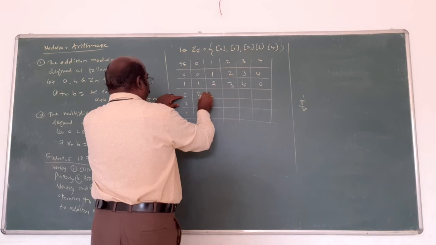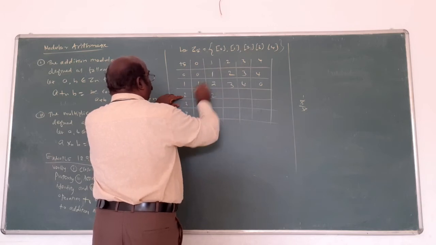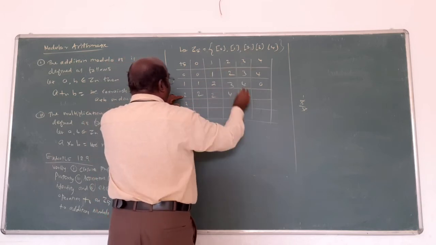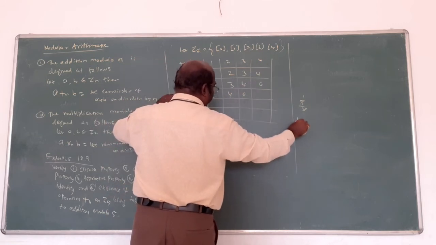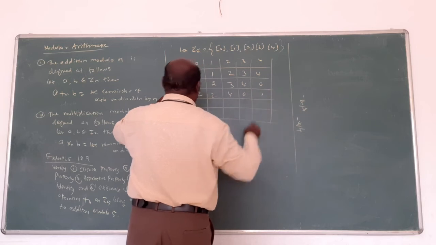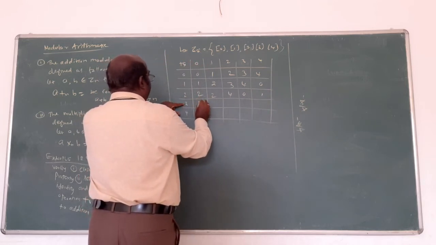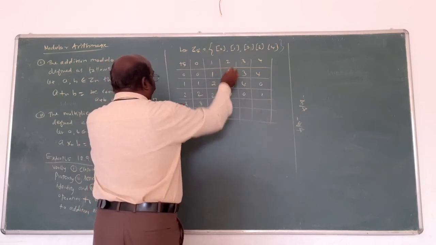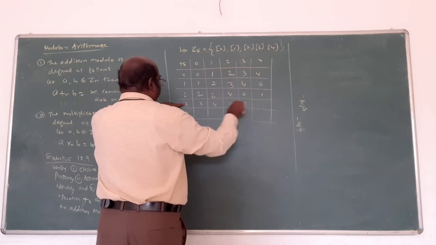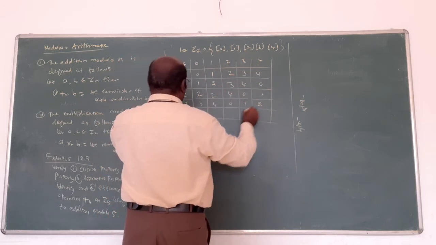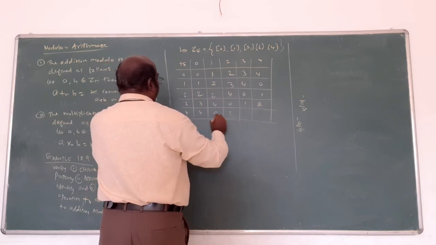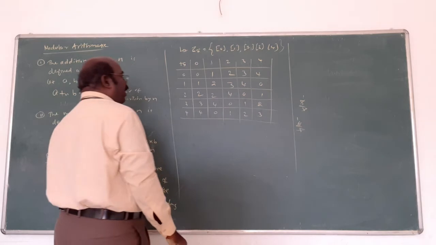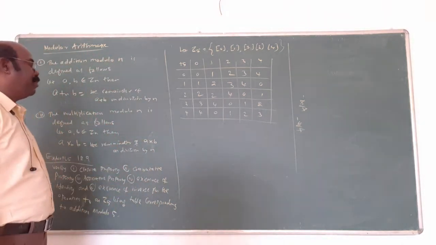Then 2 plus 0, 2. 2 plus 1, 3. 2 plus 2, 4. 2 plus 3, 5, then 0 will come. 2 plus 4, 6. 6 is divided by 5 one time 5; what remains? 5 means 0, 6 will remain 1, 7 remains 2. In this way you will complete the table.